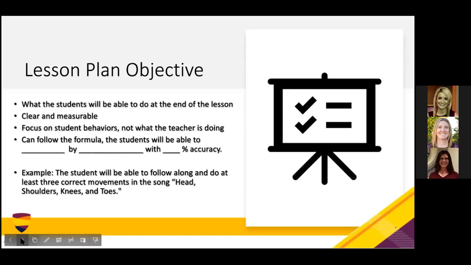There are two ways that we recommend writing a clear and measurable objective. The first one is shown on this slide. So it says, the students will be able to blank by blank with blank % accuracy. So for example, the students will be able to identify the letter D by pointing to 10 D magnet letters from an assortment of letters with 80% accuracy.